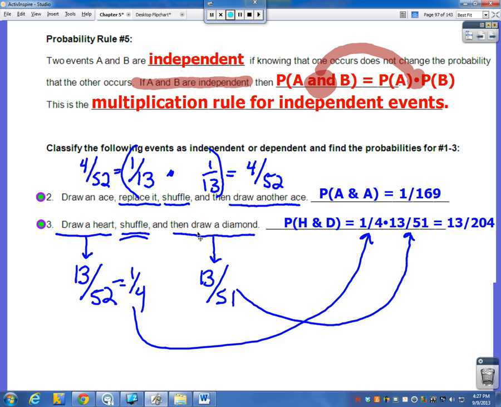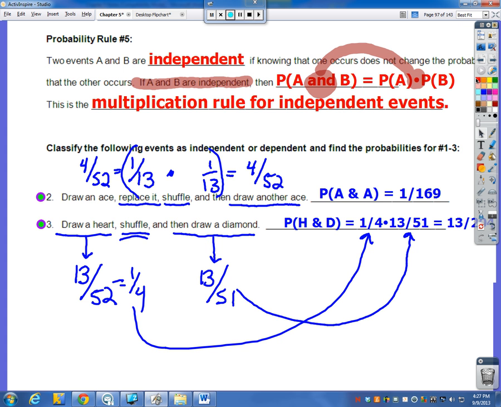Okay, so just because two events are not independent doesn't mean you can't calculate a probability. It just means that you cannot multiply together their individual probabilities. Again, I could not have taken 1/4 and multiplied it by another 4th, because the probability for the second diamond was not equal to a 4th, because I didn't put the first heart back. If this said replace it, shuffle, and then draw a diamond, then it would be a fourth times a fourth, which is a 16th.